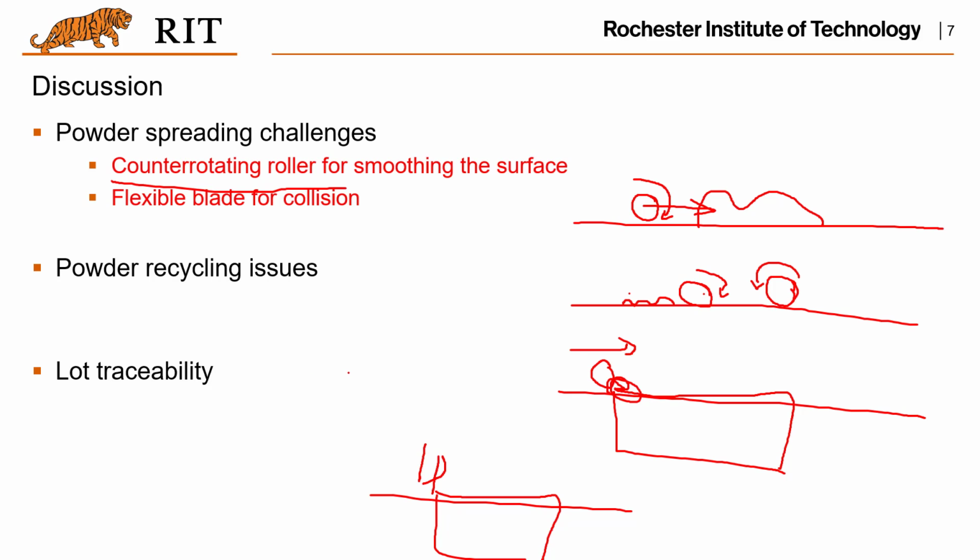Another thing is the recycling of the powder. Because the powder is so expensive, you cannot use new powder every time instead of recycling it. That will bring problems for many applications in aerospace or biomedical because they require the tracing of the material. Because you are mixing different materials, different powders together, that makes the tracing very difficult, right?